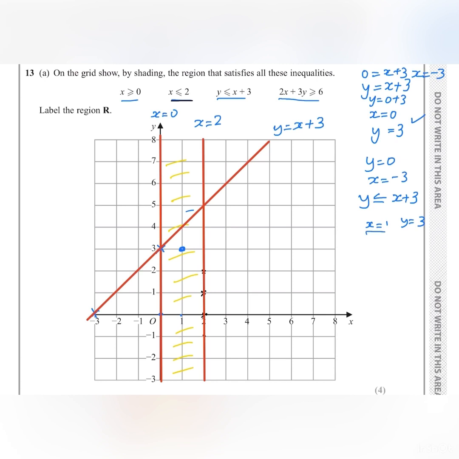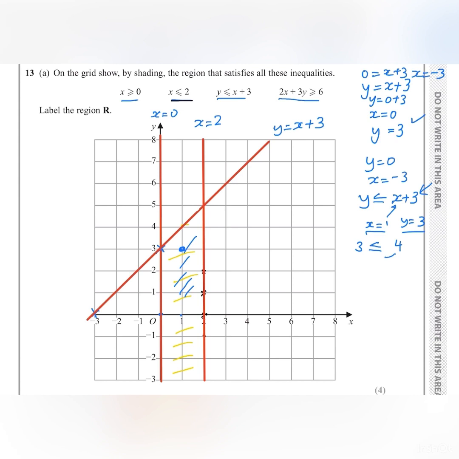Now, if I put this into this equation here, if x is 1, y is 3, is it true that y is less than or equal to x plus 3? So if x is 1, that will make 4. So yeah, 4 is bigger than or equal to 3. So we know so far we're looking at this region, not the one above that. So I'm just going to rub this out. We're not interested in this region at the top. So everything at the bottom so far makes sense.